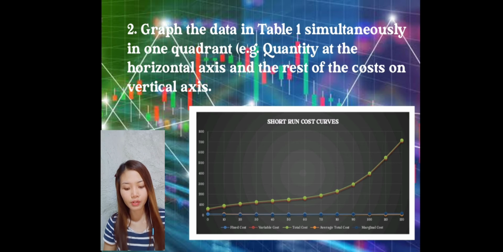Question number 2. Graph the data in Table 1 simultaneously in one quadrant. For example, quantity on the horizontal axis and the rest of the cost on the vertical axis. In graphing Table 1, I follow the instructions. On the horizontal axis we only have the quantity, while on the vertical axis, we have fixed cost, variable cost, total cost, average total cost, and marginal cost.